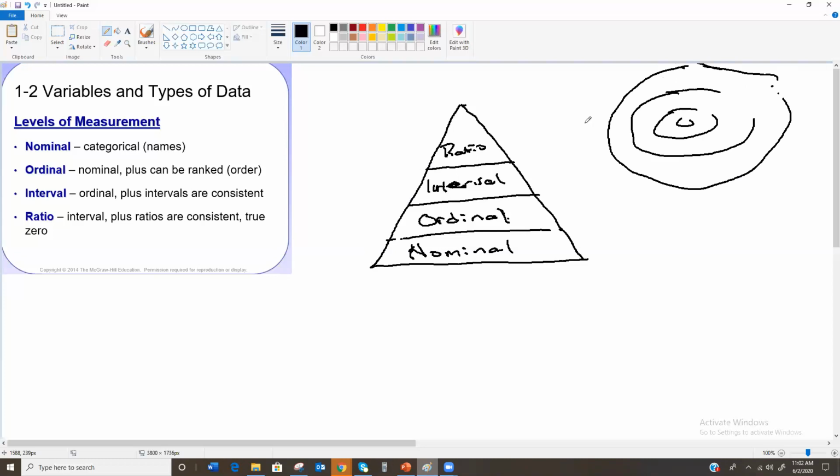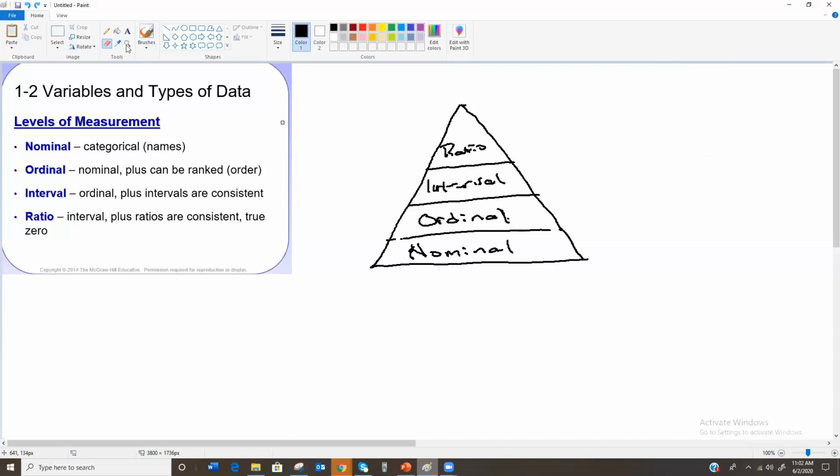So the outer would be nominal, and then within nominal would be ordinal, within that would be interval, and within that would be ratio. If you'd like to think of it that way, you can, but I think that's more confusing than the pyramid idea.